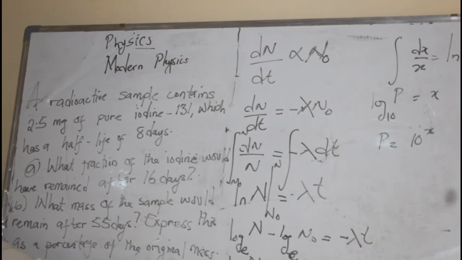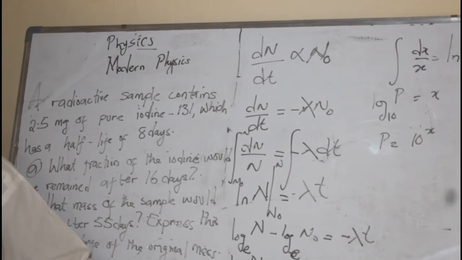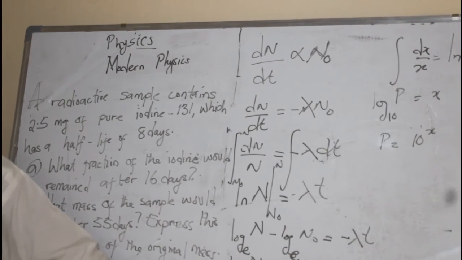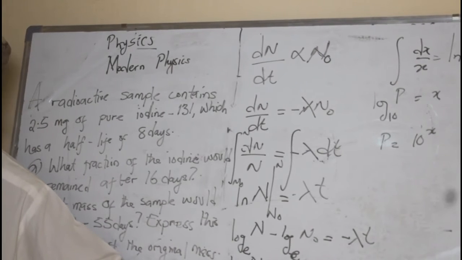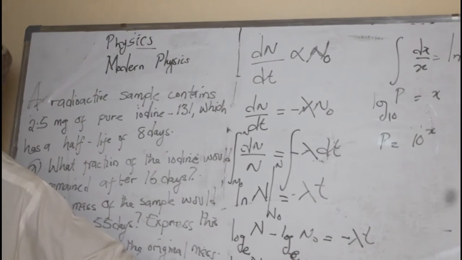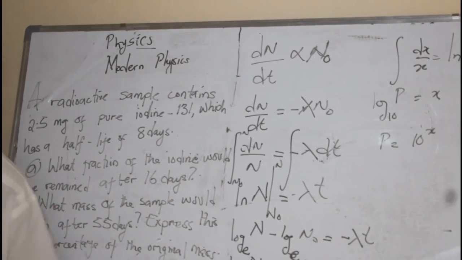So this is the radioactive decay law. N is the number of atoms present after a time t. N naught is the initial number of atoms. e is a constant, the exponential function. Lambda is the decay constant and t is time.